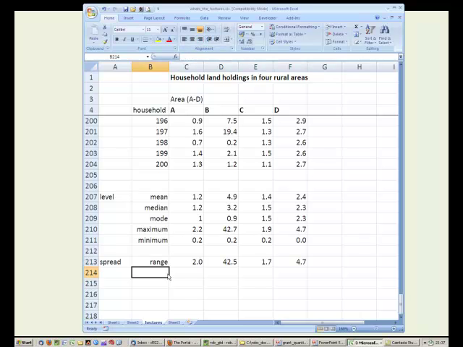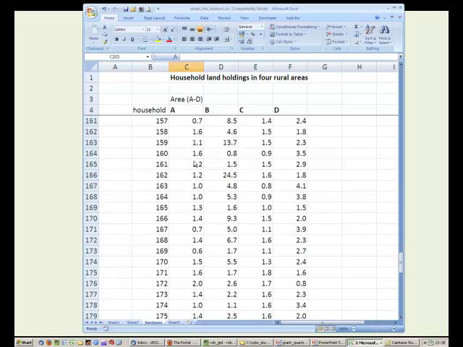Now that's not the only measure of spread, because the problem with this one is that it's entirely dependent on two values, the maximum and the minimum. If I was to fly in as a very rich person and buy up a whole bunch of land here, there'd be less land available. But say I just bought up a lot of land, perhaps by buying into a neighbouring territory, and I bought 50, then all of a sudden the one with the largest range would be area A, just because of that one person changing the maximum.